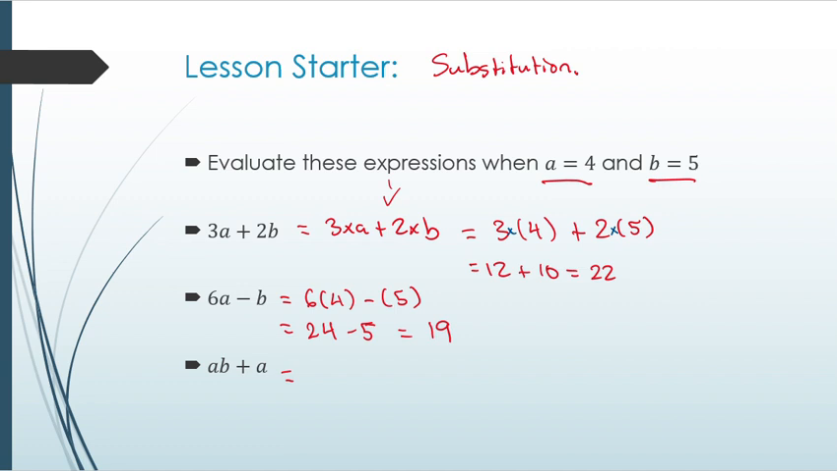AB plus A. So I have A times B in this case. This is the same thing as A times B. So what I'm going to do, I'm just going to substitute it, but I'll put it inside brackets as well. So A is equal to 4, b is equal to 5 plus 4, just like that. And this means times already. So we know this means 4 times 5 is 20 plus 4. And that just equals 24. Okay. That's just substituting in a nutshell.